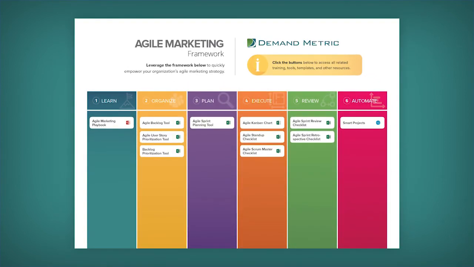Remember that you can access all of these resources in a single page at the start of this guide and on its own with the Agile Marketing Framework.